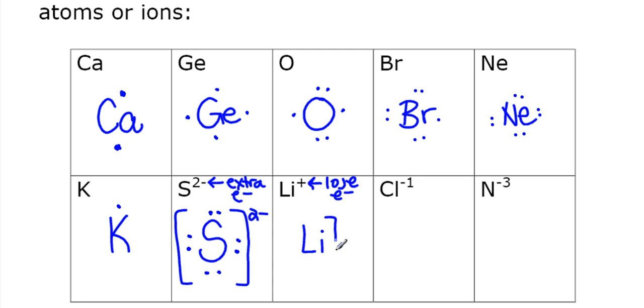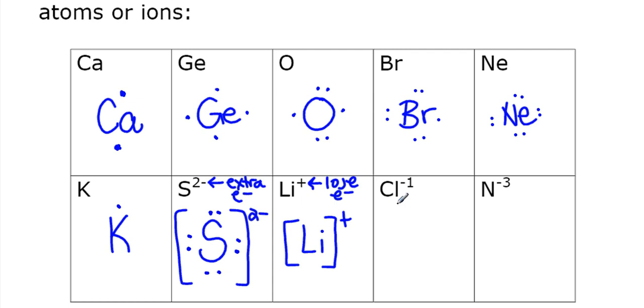Since it's an ion though, we still follow the same pattern. Put the bracket around and put the charge up top. So it only had 1 valence electron, but as an ion it loses it, so we don't put any electrons around it. It still has other electrons, just that valence shell is now empty.